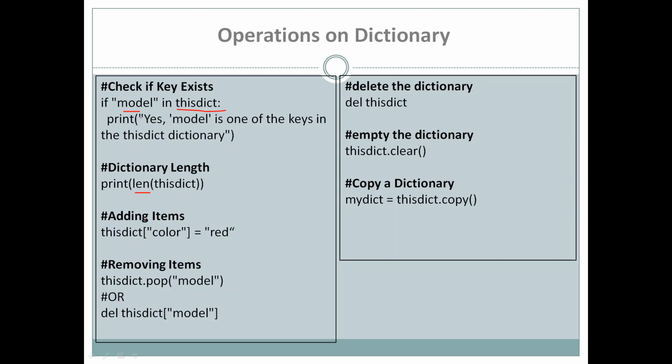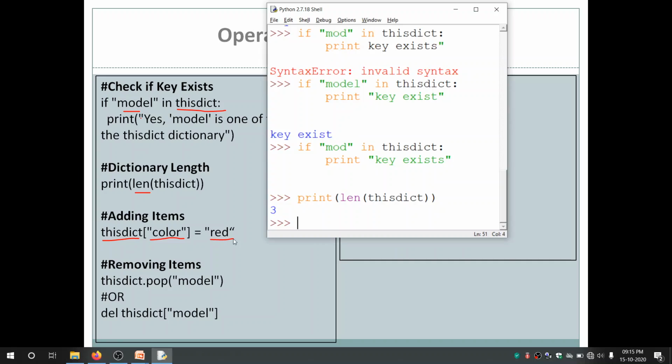We have 3 items. Suppose I want to add one more item in the dictionary at runtime. We can use a syntax like this: dictionary name, in square brackets the new key which you want to add, and the new value for the key, and this will create a new item. So let's see, this dict in square brackets, color, square bracket complete, and the value is red.